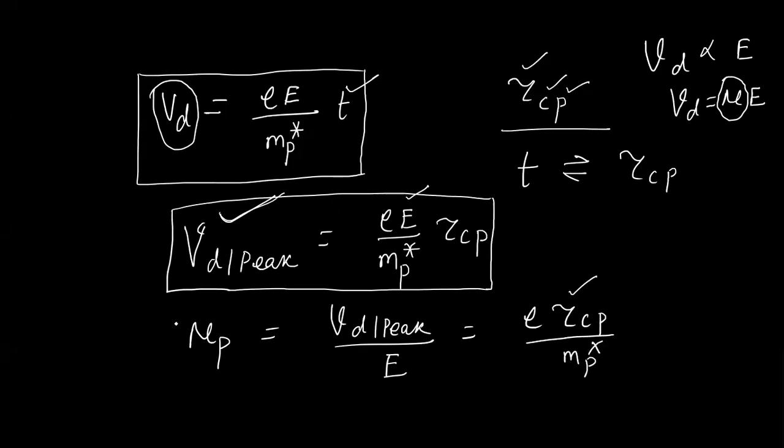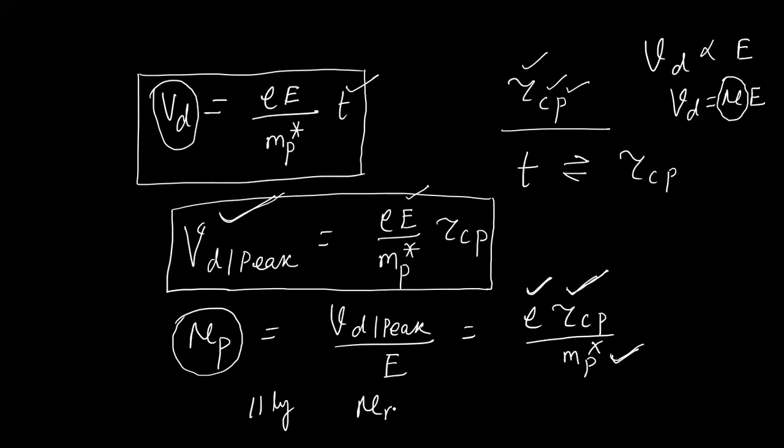So now you can see this mu p, the maximum value of mobility of the hole, is a function of tau Cp, that is the relaxation time or the mean time between collisions, and also the effective mass of the hole. e is the electronic charge, which is constant. So these are the parameters we can write. In the same way, we can write it similarly for the electron.